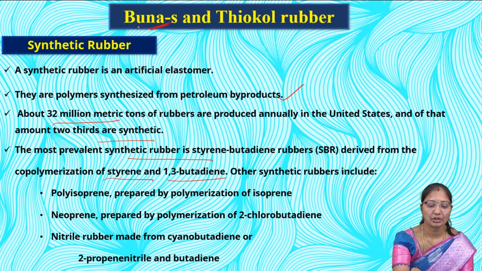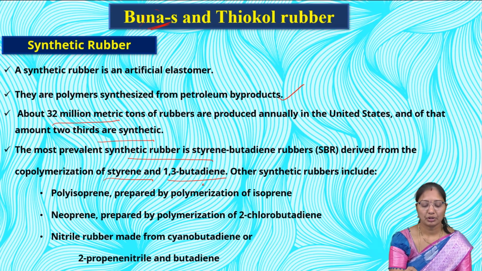Here, Bu means butadiene, Na means sodium, and S means styrene.